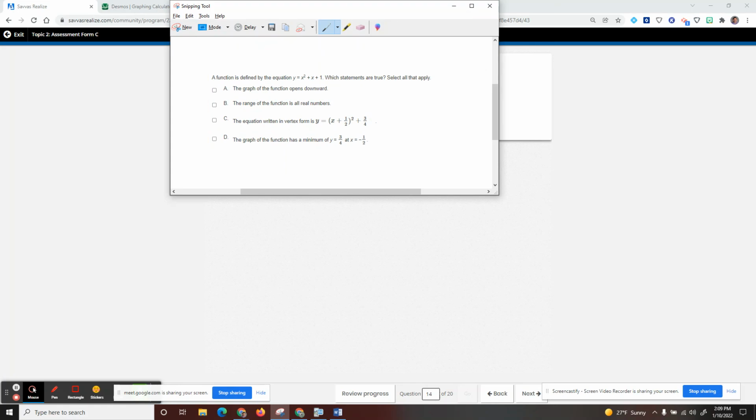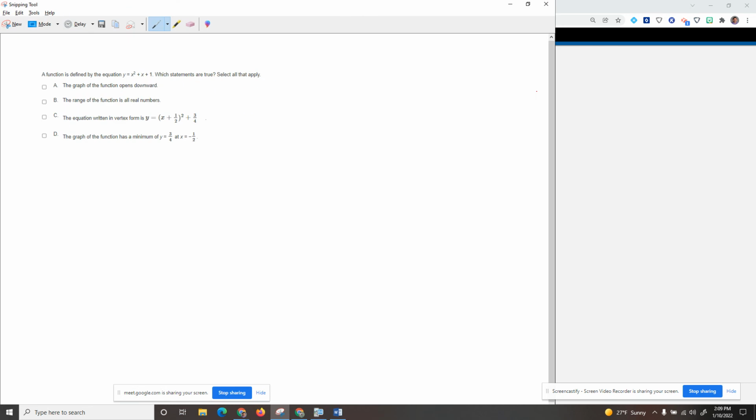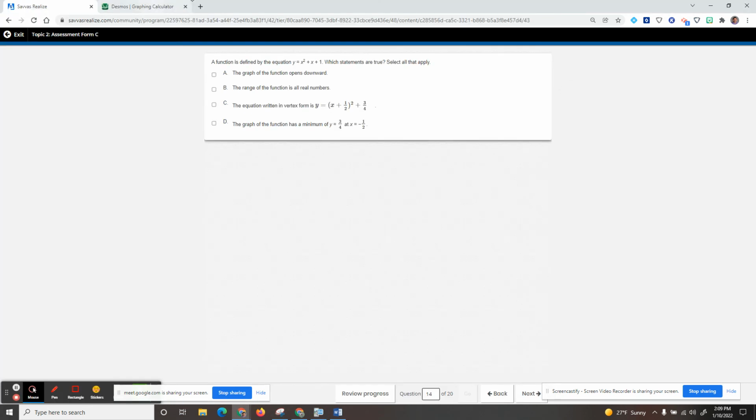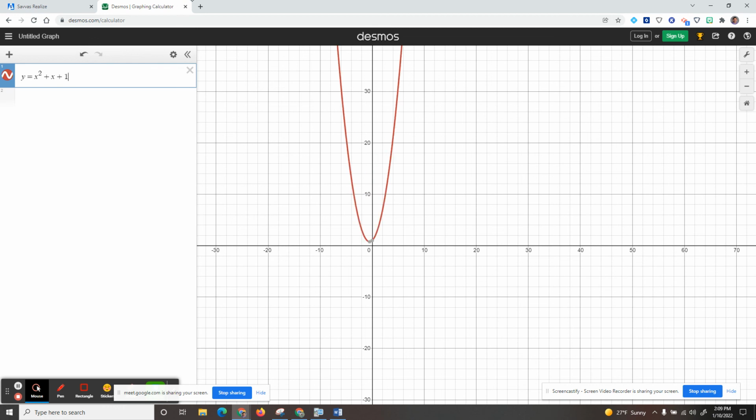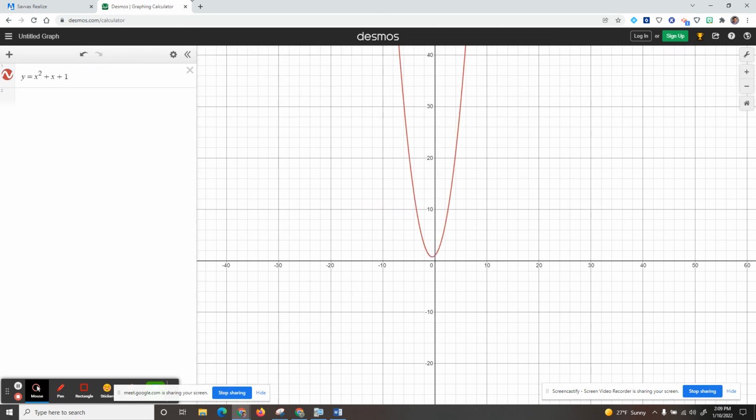All right, a function is defined by the equation y equals x squared plus x plus 1. Which statements are true? All these statements, if you read them, all have to do with the graph. So let's just graph this equation, and then we can better answer those questions or say if those statements are true or not. So x squared plus x plus 1. All right, so that is that graph.